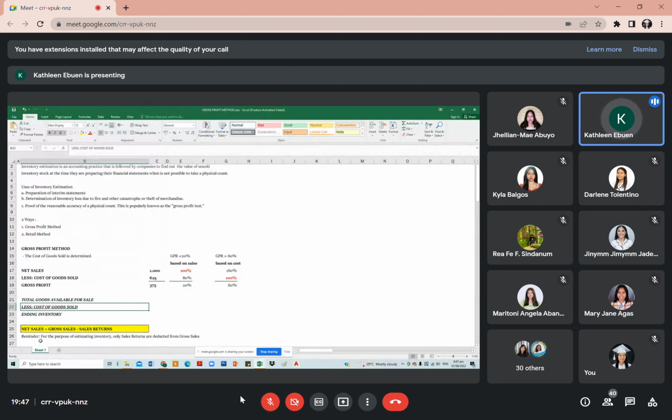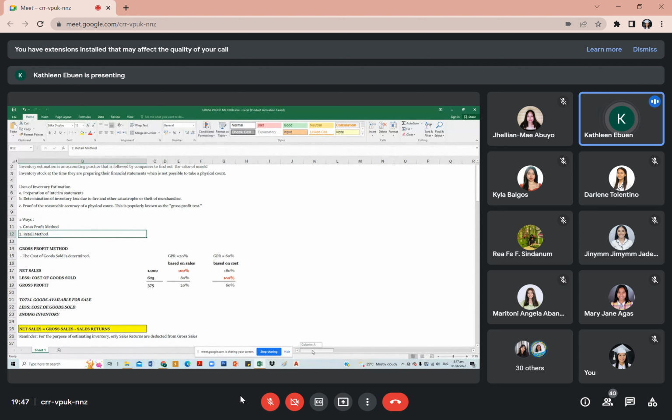So, class, a reminder, in computing net sales for the purpose of estimating inventory, whether it is the gross profit method or the retail method, the only thing we deduct from net sales is sales returns. Sales returns only. Sales discount and allowances, we do not deduct from net sales. Okay. Whether it is the gross profit method or the retail method.